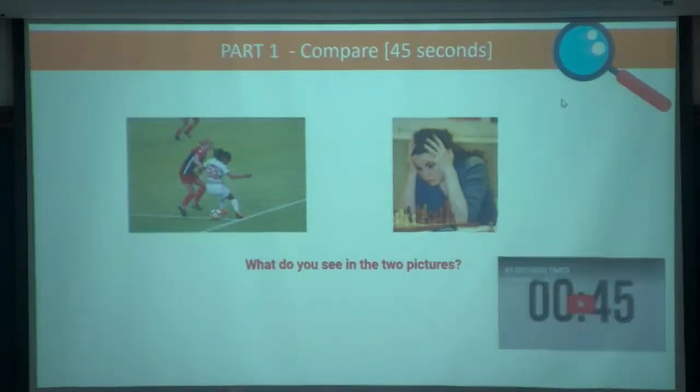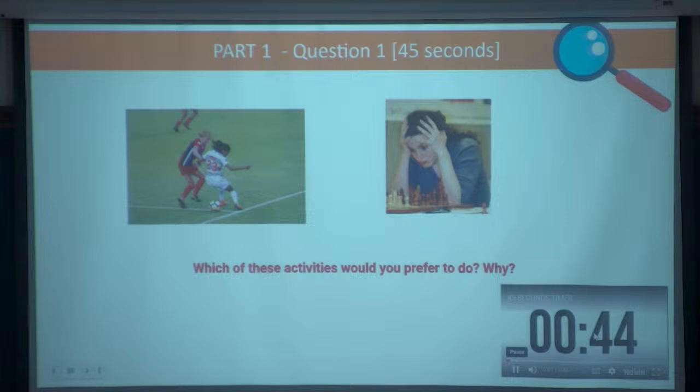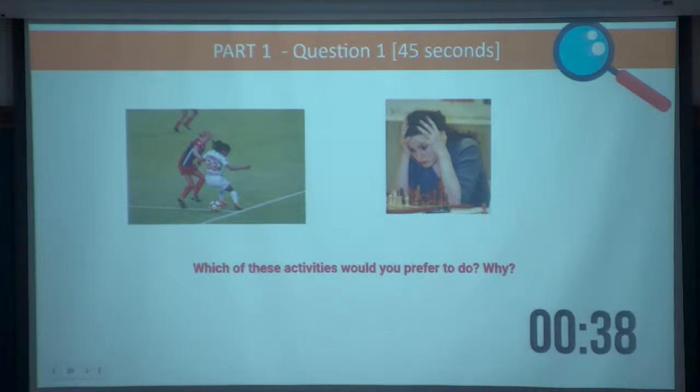Okay, this is the question. What do you see in the two pictures? And you may start. Start responding. Press and respond. You may start now.